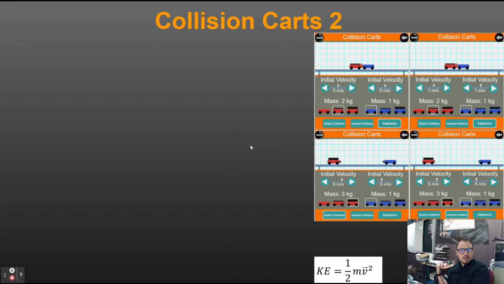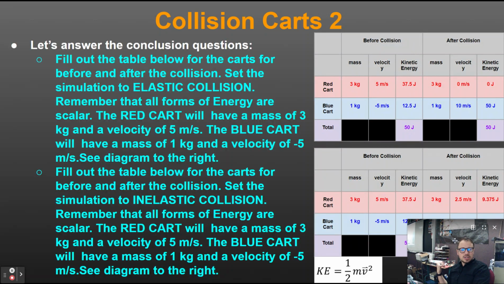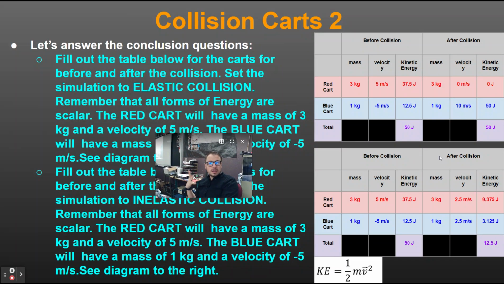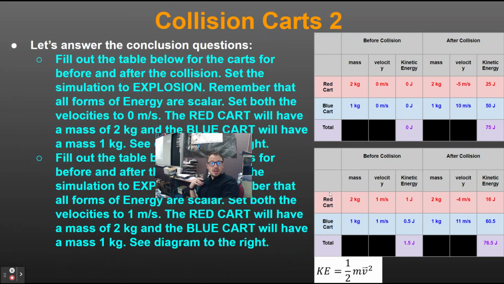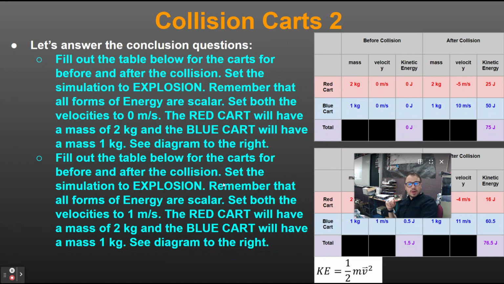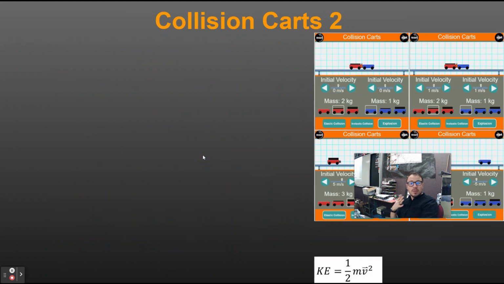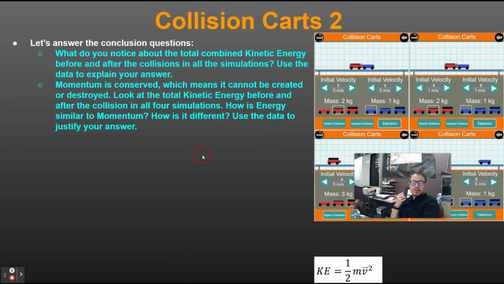Well, notice that the kinetic energy isn't conserved in all of them, right? In my inelastic collision, I've got 50 before, 12.5 after. My elastic, well, great, I have 50 before and after. In the explosion, I actually have more after the collision, right? So something's going on here. And notice there's no negative numbers because energy is a scalar quantity while momentum is a vector quantity. So you don't have negative equations.